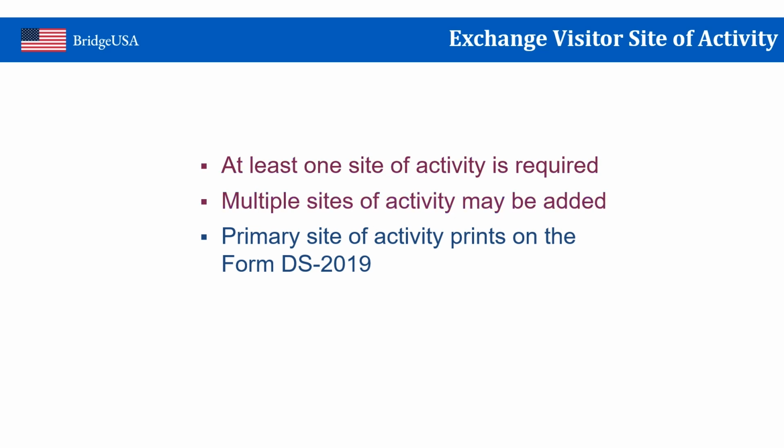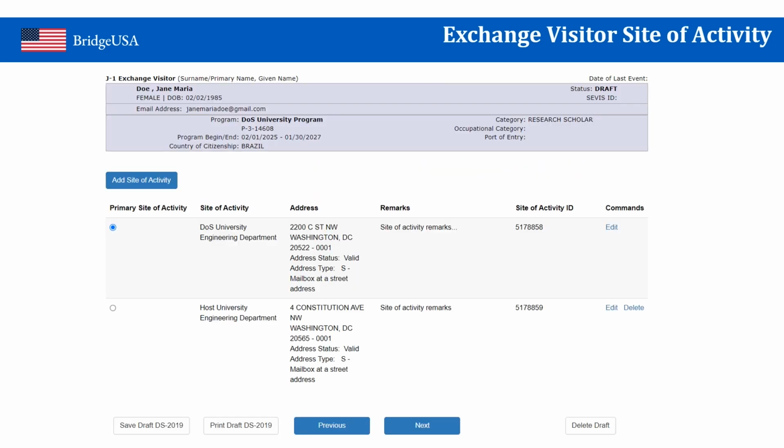Multiple sites of activity may be added for each exchange visitor. The primary site of activity will print on the Form DS 2019. The Site of Activity menu page displays all sites that have been added. We see that 2 sites have been added to this record. The first site entered is marked as the primary site of activity by default.